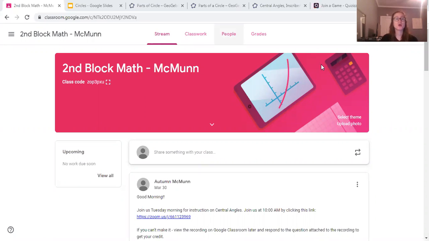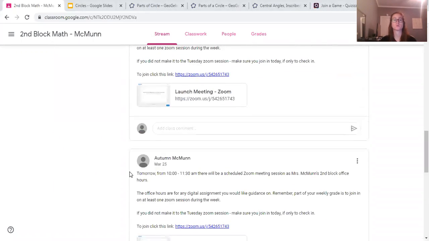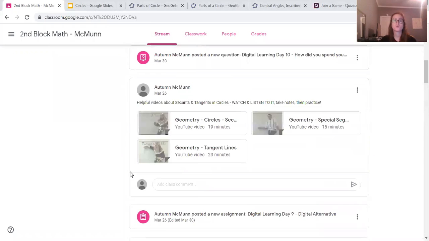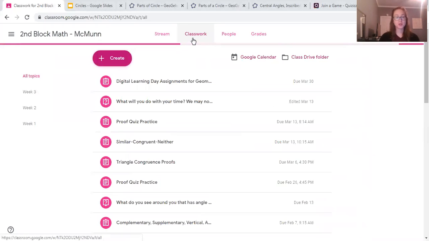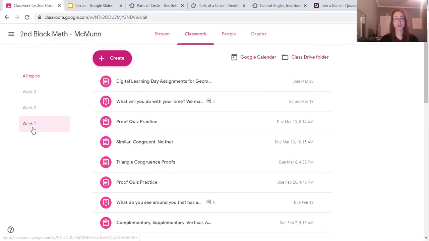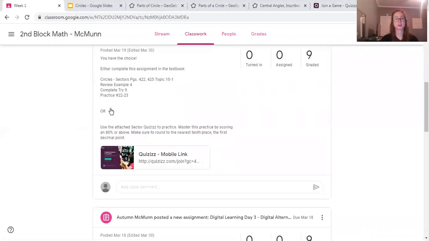So when you log into Google Classroom, remember that the stream is very, very confusing. It has a lot of things that I've posted and you have to kind of weed through it to find things. What will help is if you go to the classwork tab. And once you go to the classwork tab, if you look over on the left, I've organized your digital learning assignments in weeks. So if you go to week 1, everything in here is from that first week.